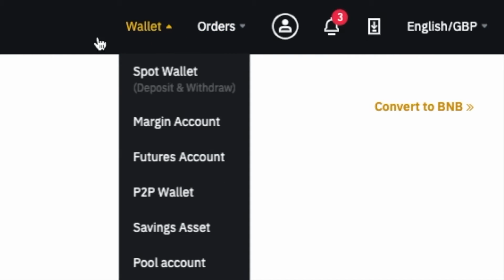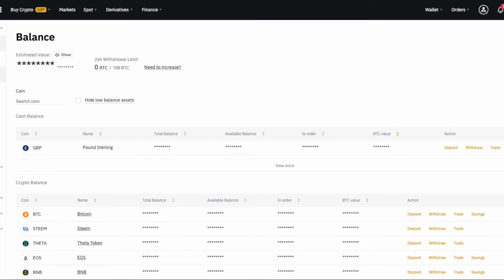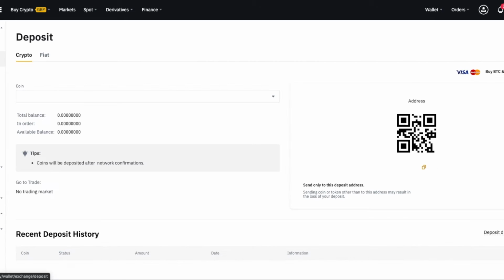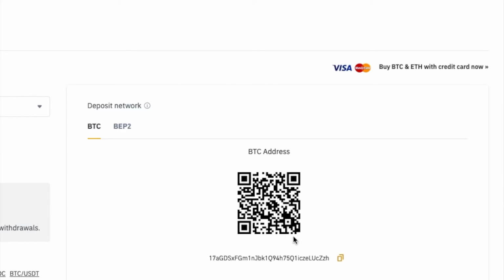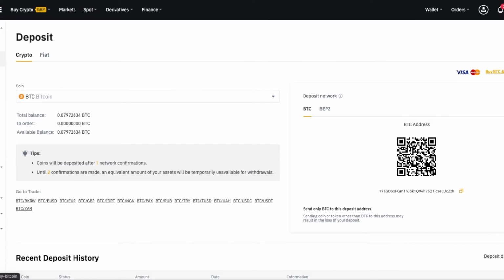I would just avoid it, to be honest. And I could deposit BTC. Now you could deposit your BTC straight from Coinbase, and that's another video in itself, but you could do that, or you could buy it via your credit card or debit card right here. So you've got two ways of doing this.